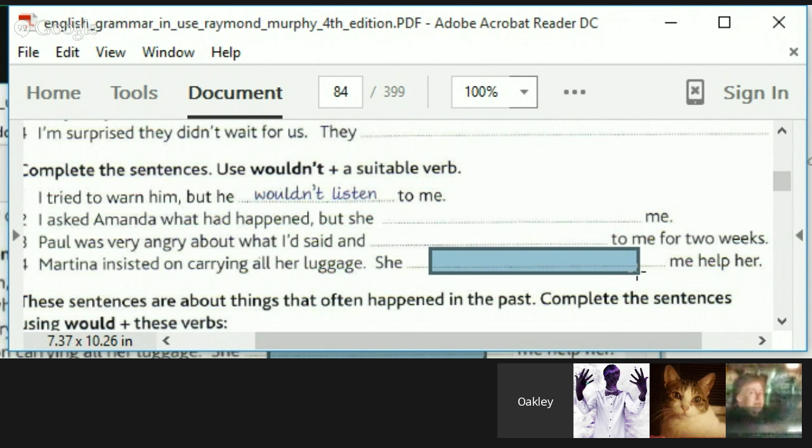Common to use let here. Oh, let me help you with your bags. Let me make you a sandwich. Okay. We're talking about offers, helping people, making offers. All right. Oh, let me help you with that.